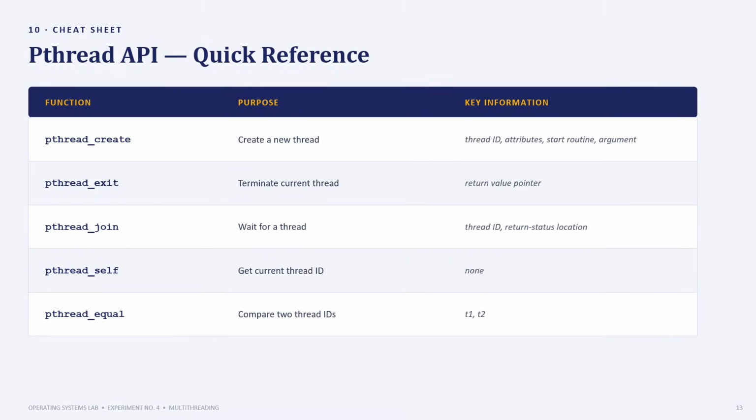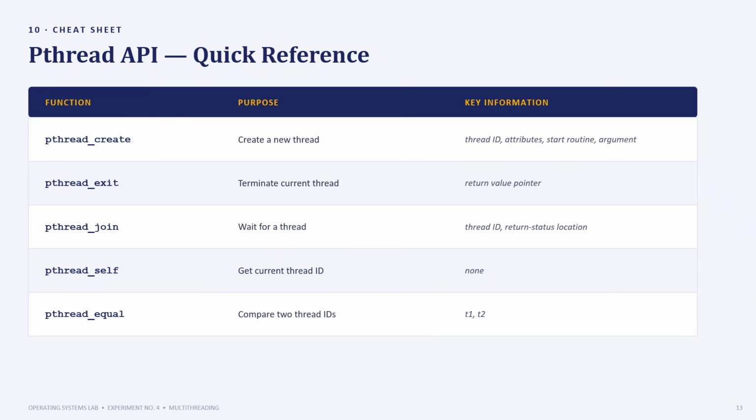Now let us do a quick revision. This table is very useful for your record and for your Viva preparation. pthread_create. Purpose is to create a new thread. Key information needed is thread ID, attribute, start routine and argument.